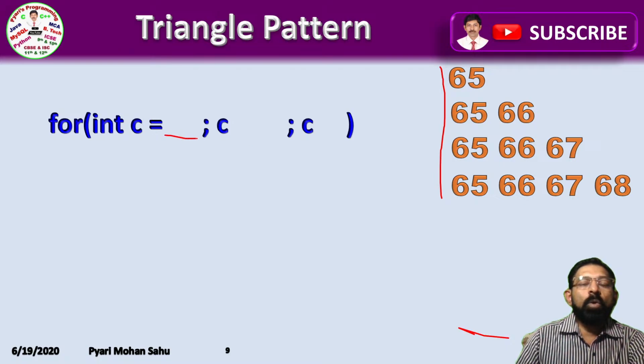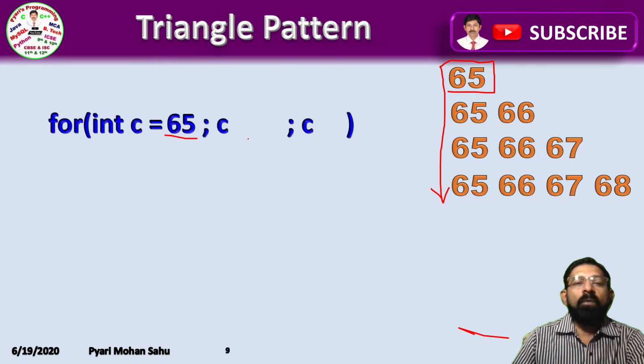This is my inner loop. As I said, we'll start with the inner loop. Here we want to display 65 for the first time. And look at this, your left hand side is constant. So obviously this is going to be my 65.